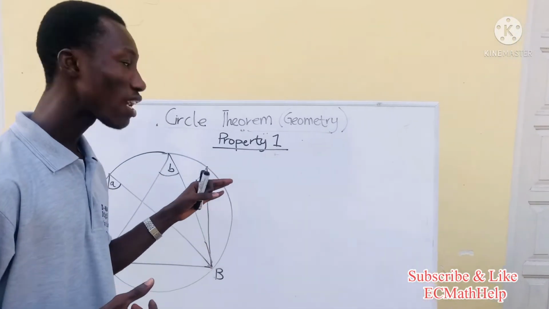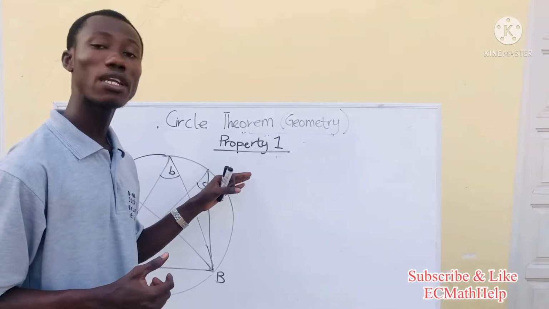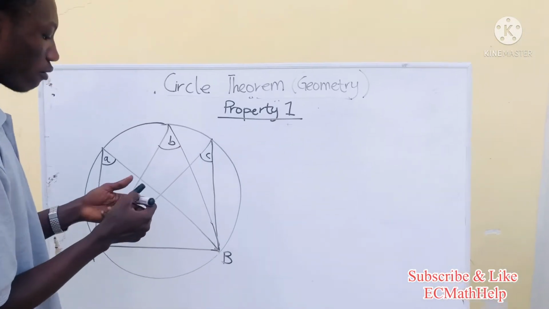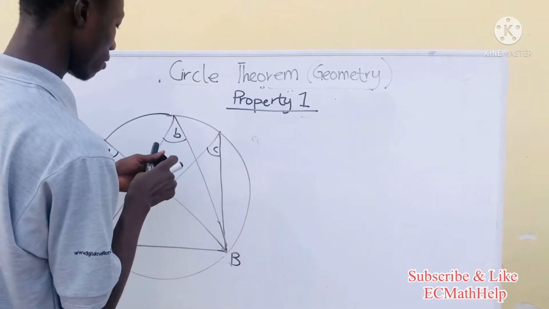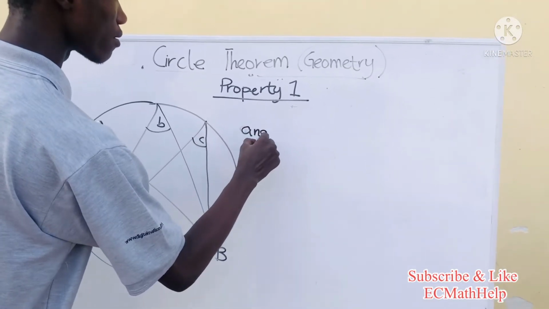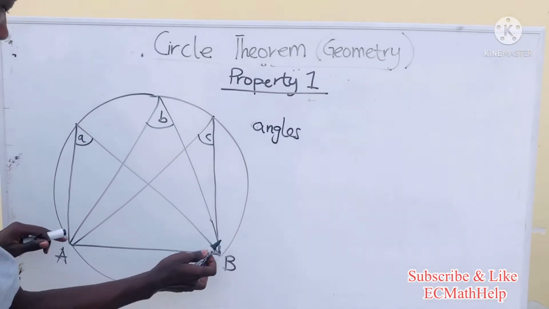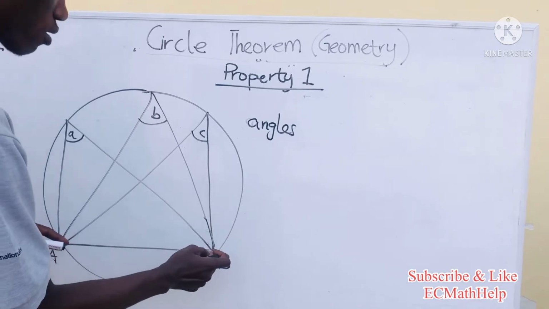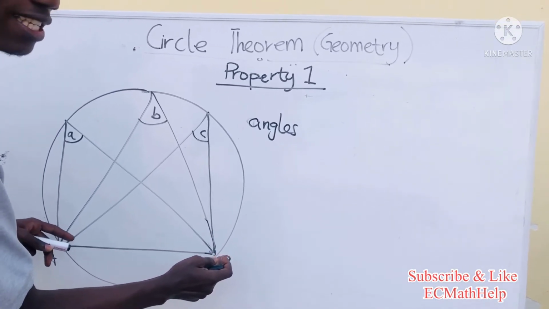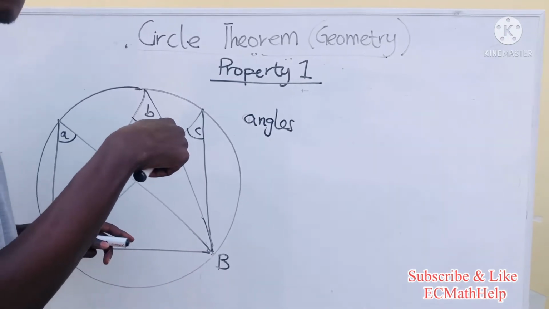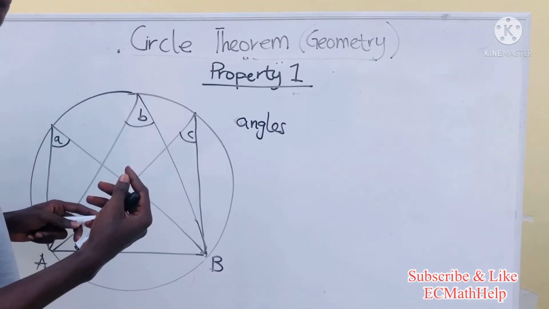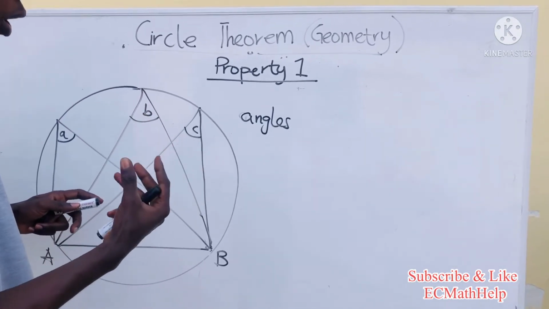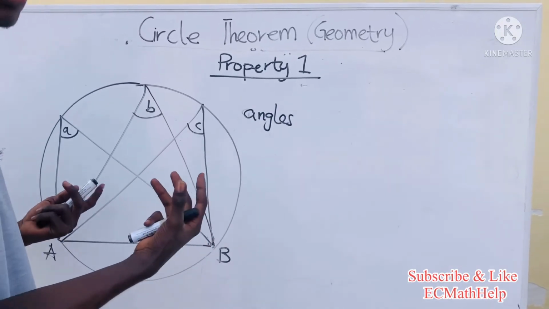Today, in our series on circle theorems, we'll be talking about property 1. It states that the angles, mind you, it's angles, a chord. So AB is a chord. If you are not so familiar with chords and segments, kindly go to our previous videos on chords and segments to revise what a chord is, the properties of a chord and of a segment, so that you can appreciate what we are doing.